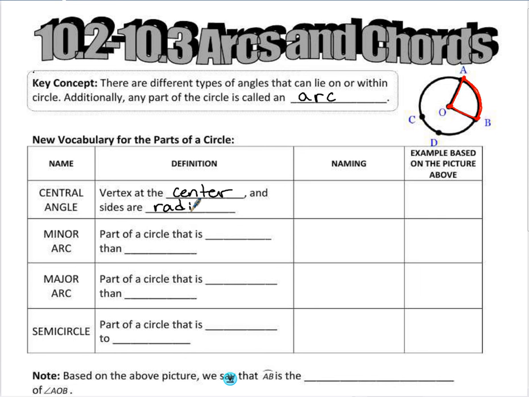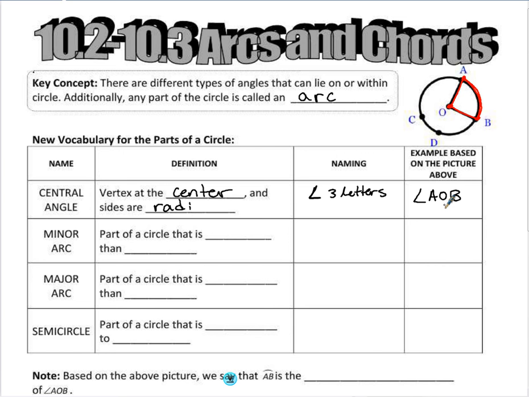Okay? So again, when we're looking at a central angle, it's going to be named with an angle symbol and three letters. So when I look at this picture, angle AOB represents a central angle where the vertex is at O, and that's at the center of the circle, and AO and OB are radii along that circle O.